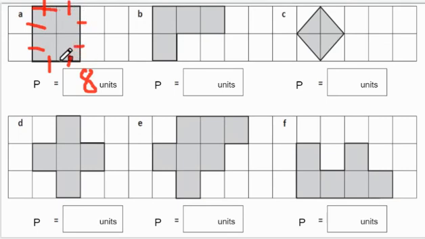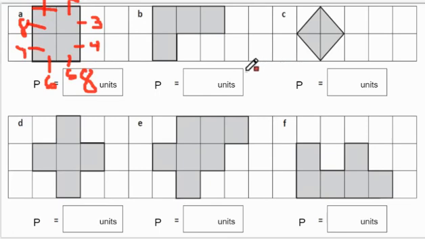Because of how it's shaped, I'm counting each different edge of the outside. What I also recommend, and it'll be harder for me to do with my mouse here, is that I would number them as well. 1, 2, 3, 4, 5, 6, 7, 8.